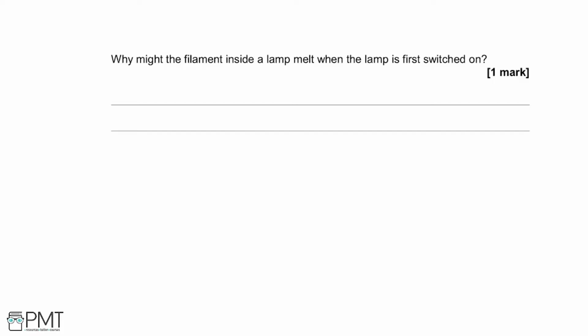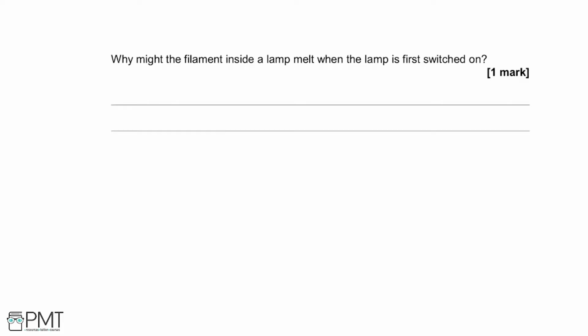Part 2. Why might the filament inside a lamp melt when the lamp is first switched on? So if we remember from part 1, we had the graph, and it told us that the normal working current for this lamp in particular is 1.5 amps, but at the beginning the current actually went above 1.5 amps.